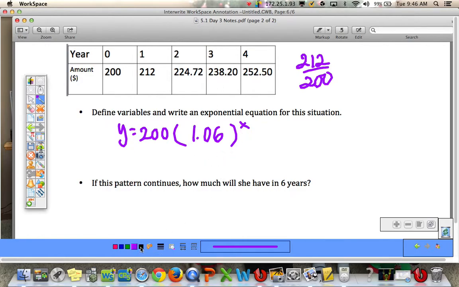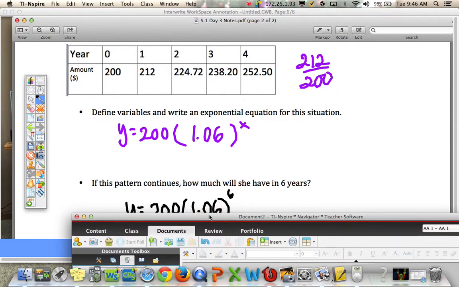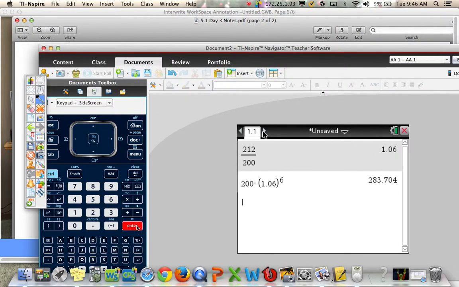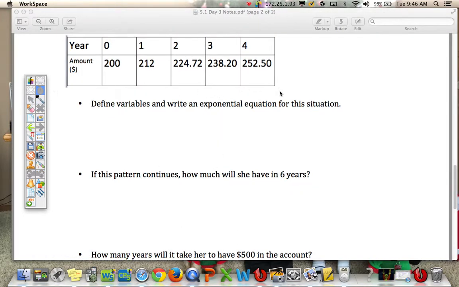This pattern continues. How much will she have in 6 years? So you just type into your calculator. When I give you time, it's really easy. Once you have the equation, you just plug in and get an answer. So we have 200 times 1.06 to the power of, and how many years was it? 6? All right, so now in her account, she has $283.70. So again, if you can set up the equation, the starting value and the rate of change, if I give you time, you just plug in and get an answer.